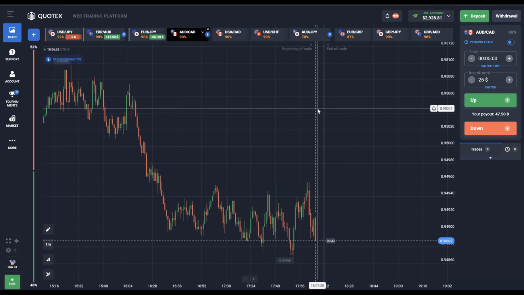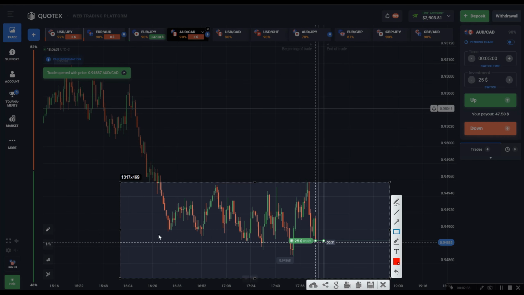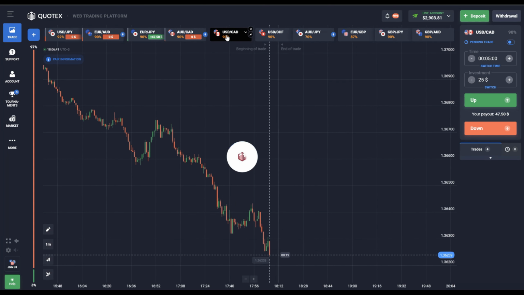Australian dollar to Canadian dollar, opening a trade for an increase at the local minimum. The price has hit the support zone. Everything here is as simple as it gets. You can see that the price has tried to break through this zone many times. Most likely it won't succeed this time either.